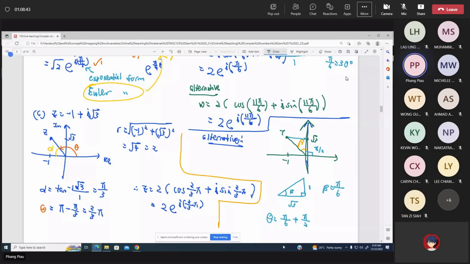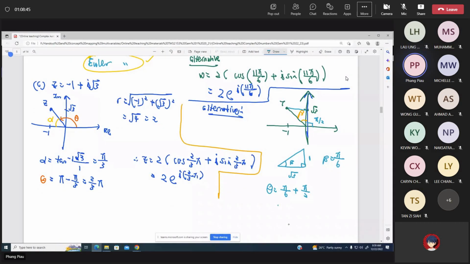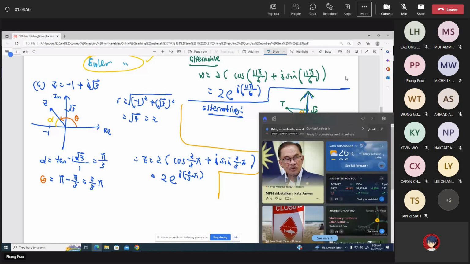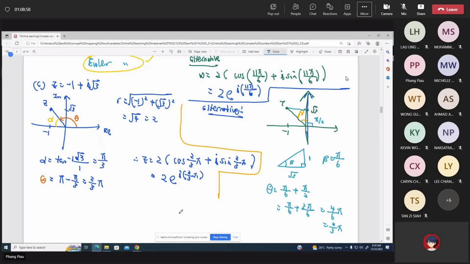So how to do that? It is just pi over 6 plus 3 pi over 6. You have 4 pi over 6. It is just equal to 2 over 3 pi. Is it okay? So the same thing. Whether you want to put it this way, you go for this, or you go for this. The only thing you have to be very careful on is determining this and this one.